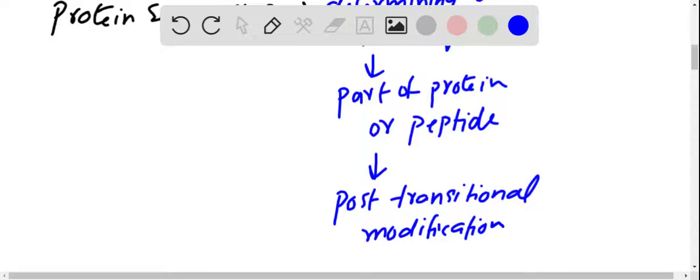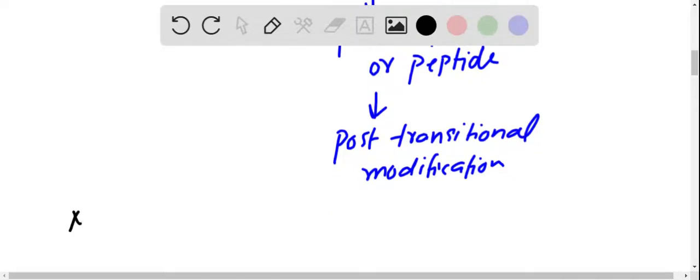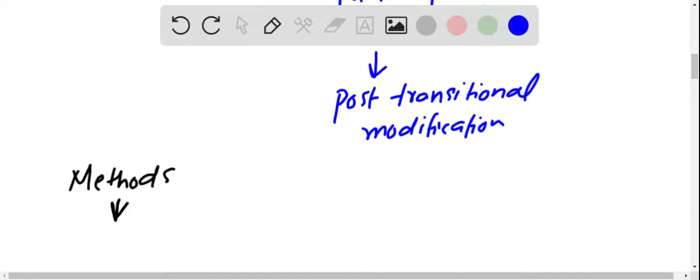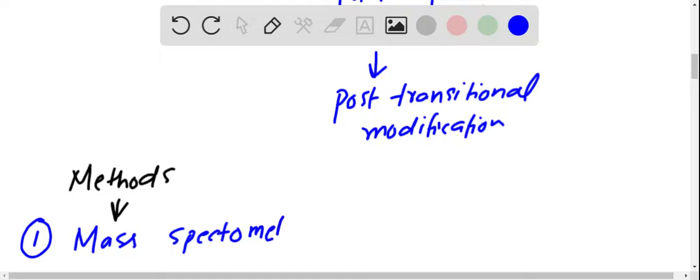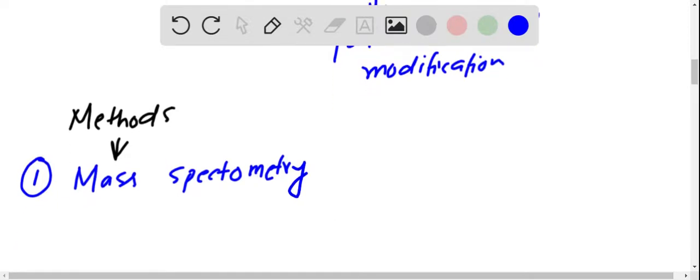There are two main methods used to find the amino acid sequence of proteins. First is mass spectrometry. Mass spectrometry is the most common method in use today because of its ease of use.